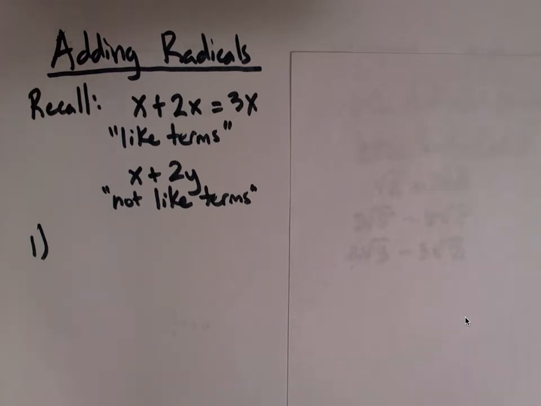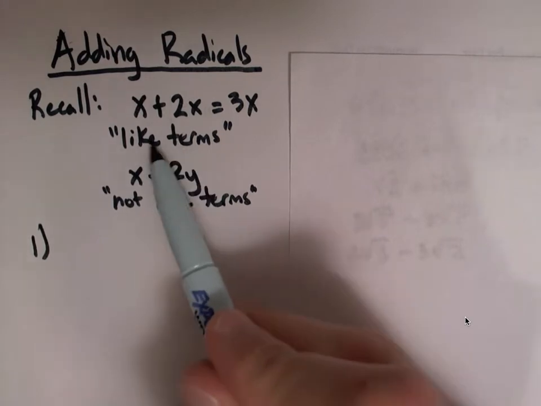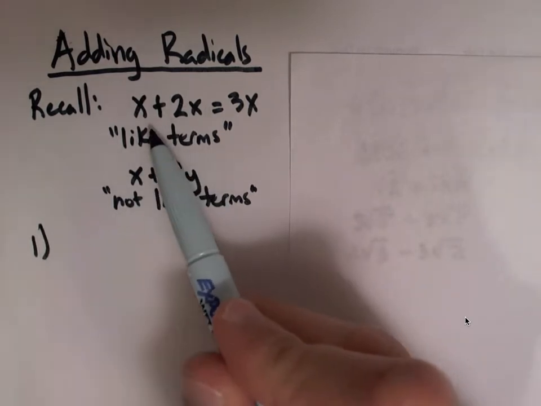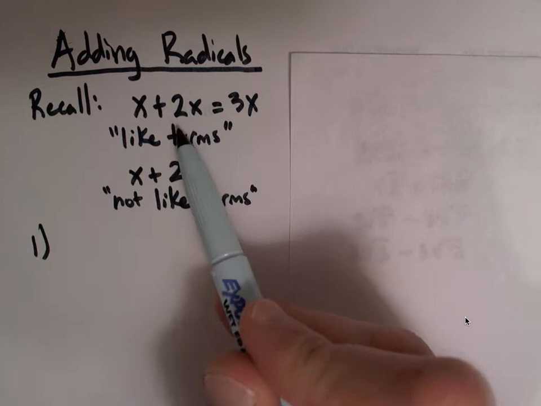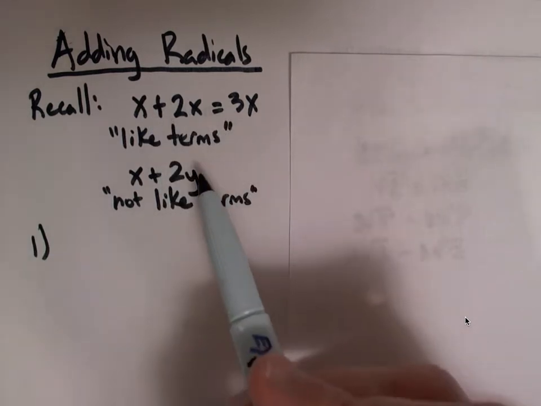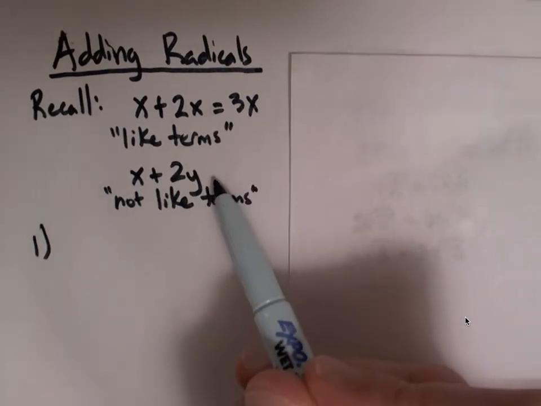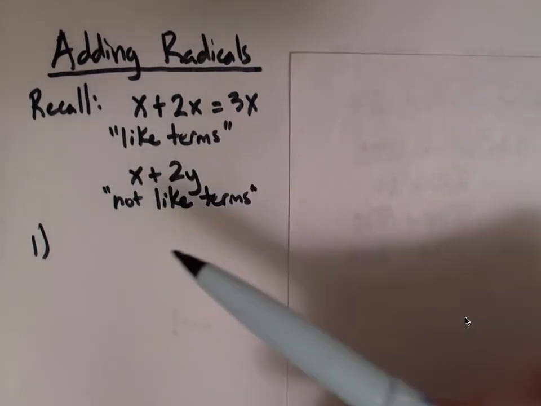Okay, so now we're talking about adding radicals. First off, let's recall from algebra, when we have like terms, we can combine them. So if I have an x and a 2x, the variable is the same. Those are called like terms, so I can just add them up. 1x plus 2x is just 3x. In the same way, if I don't have like terms, an x and a 2y, I can't combine those, and I can just leave it like this.